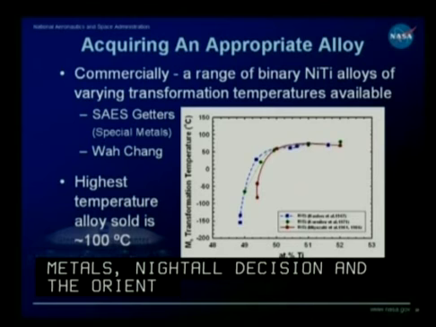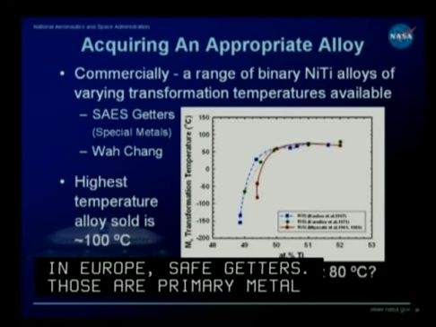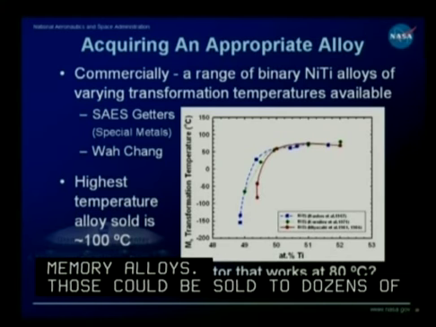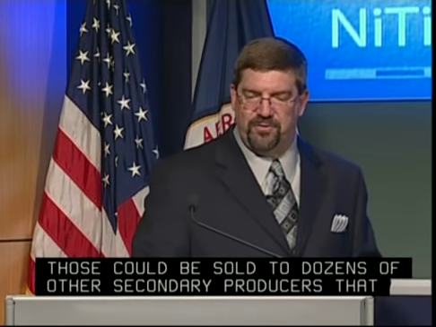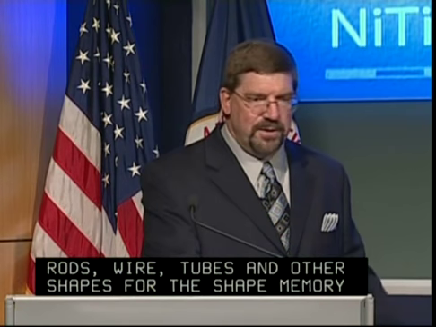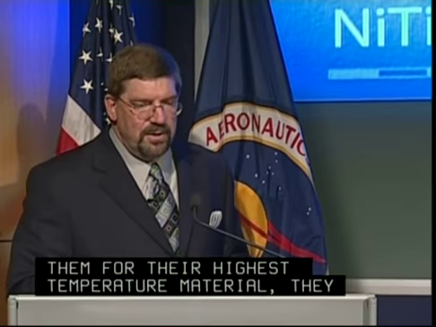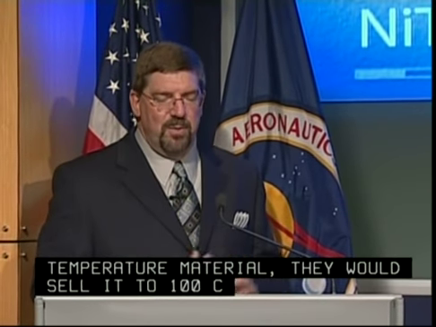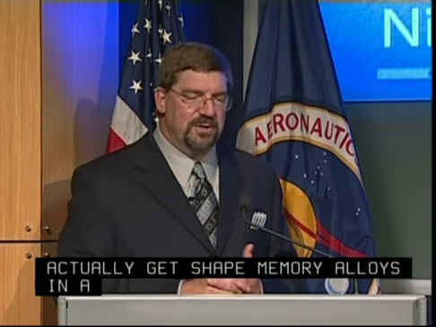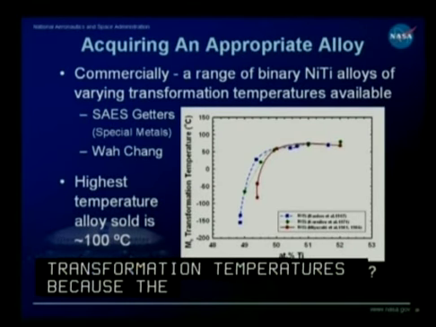Those are primary metals producers that produce the original ingots of shape memory alloy. Those can be sold to dozens of other secondary producers that then fabricate the various foils, rods, wire, tubes, and other shapes for the shape memory alloys. But if we went to, say, Huacheng and we asked them for their highest temperature material, they would sell us 100 C material. Now, the reason is that you can actually get shape memory alloys for use over different transformation temperatures, because the transformation temperature itself is a strong function of stoichiometry.